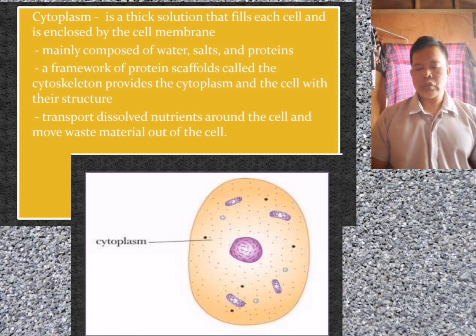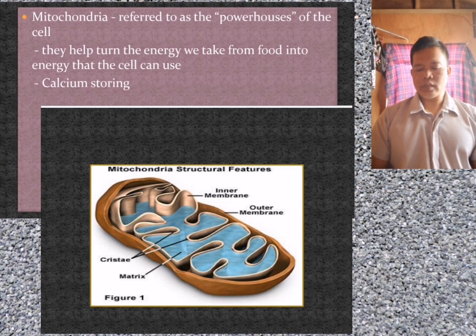Cytoplasm is a thick solution that fills each cell and is enclosed by the cell membrane, mainly composed of water, salts, and proteins. A framework of proteins, scaffolds, called the cytoskeleton provides the cytoplasm and the cell with their structure, and they transport dissolved nutrients around the cell and move waste material out of the cell. Mitochondria, referred to as the powerhouse of the cell, help turn the energy we take from food into energy that the cell can use, and they are calcium storing.